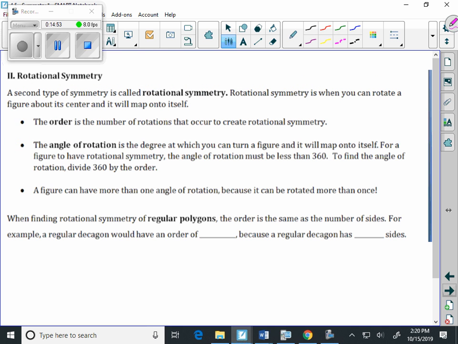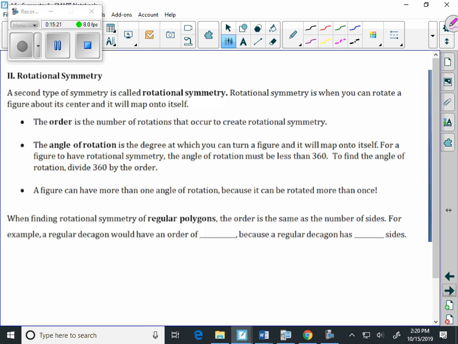For the most part, I think that you're familiar with that type of symmetry. There's another type of symmetry that you may or may not have seen called rotational symmetry. And I've got a lot of words here. I think I can make it make more sense when we do our examples, but I do want to talk through the words just quickly. A second type of symmetry is called rotational symmetry. Rotational symmetry is when you can rotate a figure about its center and it will map onto itself.